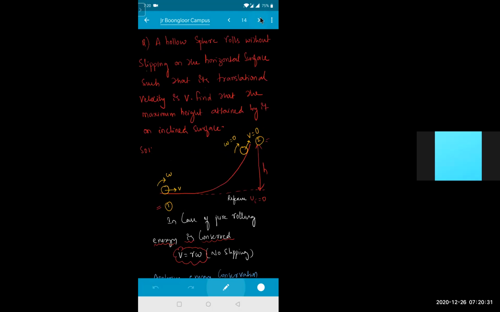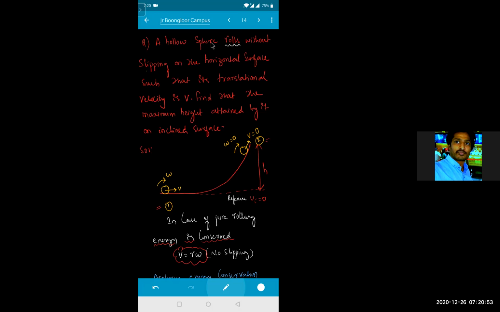See this one problem. We have got a hollow sphere which rolls without slipping. So what is it doing? It is rolling. Whenever it is rolling, it has translatory motion, that is V, and also rotatory motion, omega. So the body is moving in the front direction also. It has linear velocity and is also rotating, so it also has angular velocity.